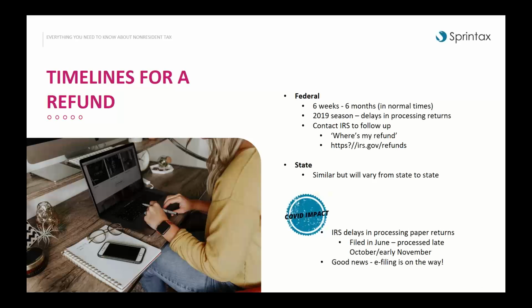Another tax season hot topic is definitely timelines for a refund. And this is becoming a question that we're getting asked a lot on different webinars, because there are significant delays from last tax season, from the 2019 tax filing season. On the federal side, we would have seen that federal refunds could take anywhere from between 6 weeks to 6 months. But as I mentioned, that's been significantly impacted from last tax season.